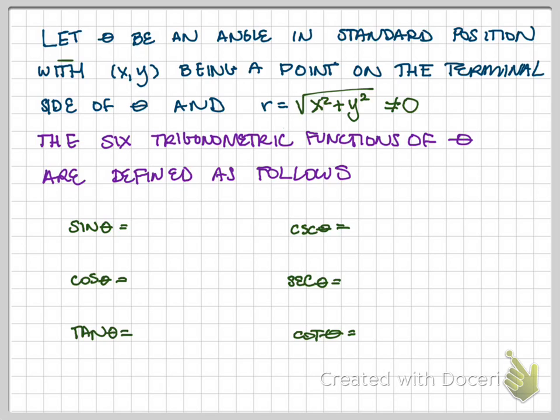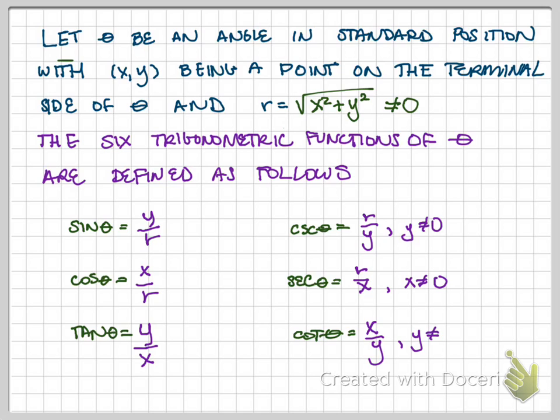So if this is true, then sine of theta equals y over r. Cosine of theta is x over r, and tangent of theta is y over x. I'm sure you can figure out what cosecant of theta and the other ones on the right will be. So this will be r over y, and y cannot equal 0. This is r over x, and x cannot equal 0. And cotangent of theta is x over y, and y cannot equal 0.